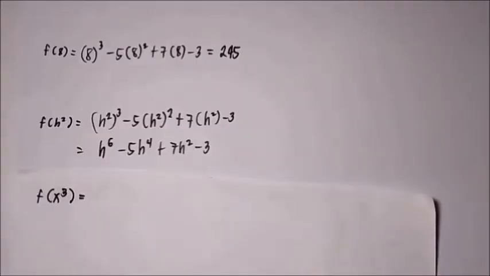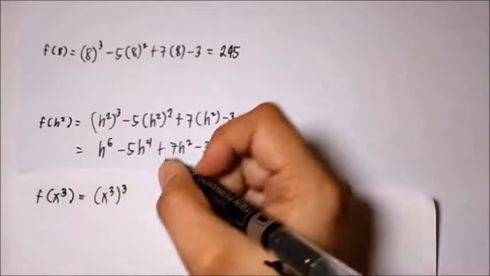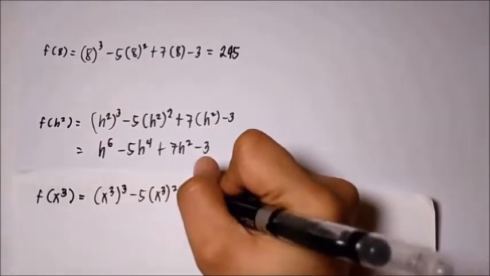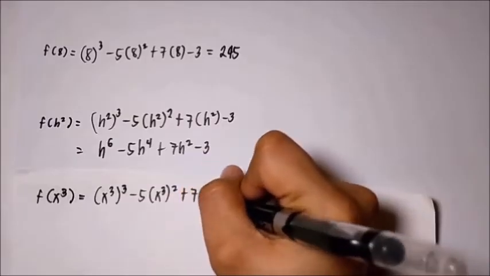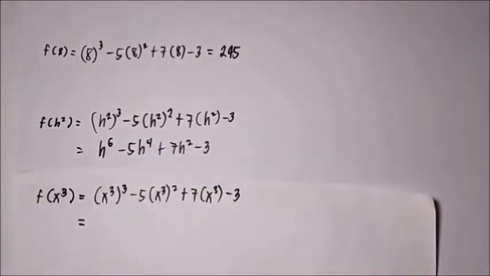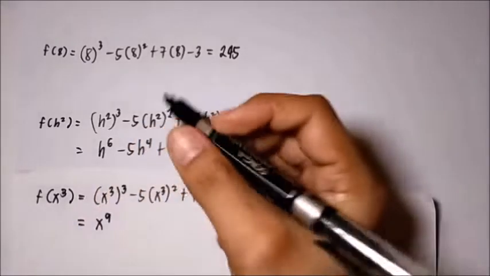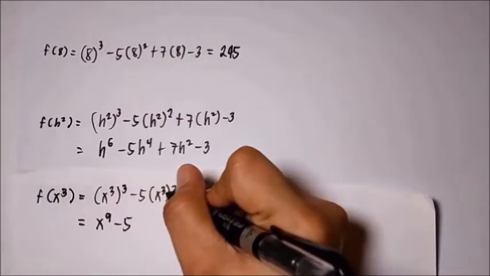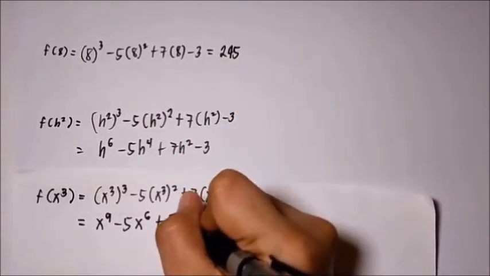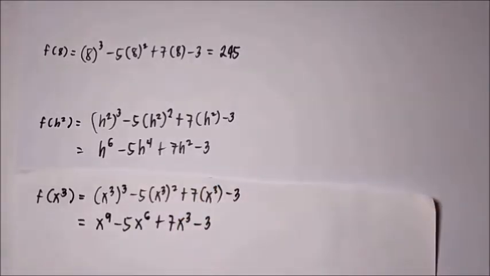Let's evaluate f of x cubed. We have x cubed raised to 3, negative 5, x cubed raised to 2, and then positive 7 times x cubed minus 3. So what would now be the evaluation of this function? We have x cubed raised to 3, that would be x raised to 9. Then negative 5, x raised to 3, and then raised to 2, so that would be x raised to 6. Plus 7, x raised to 3 minus 3.